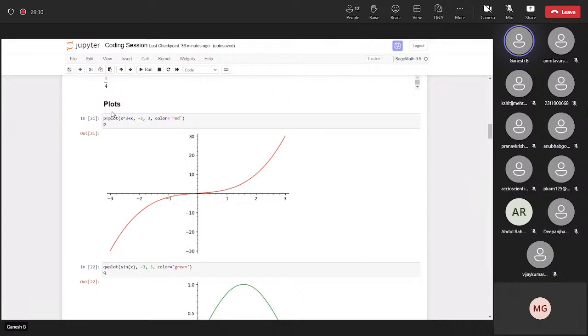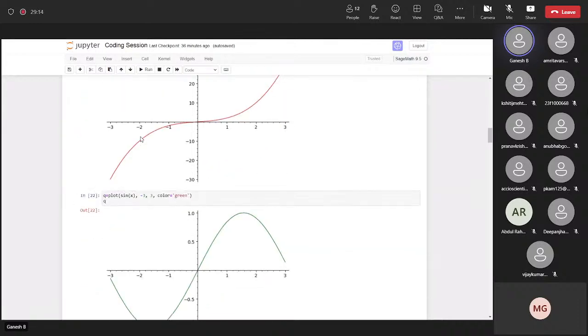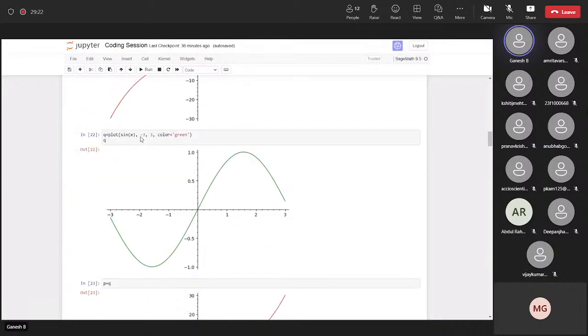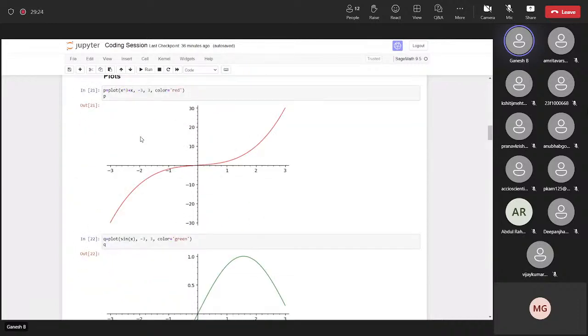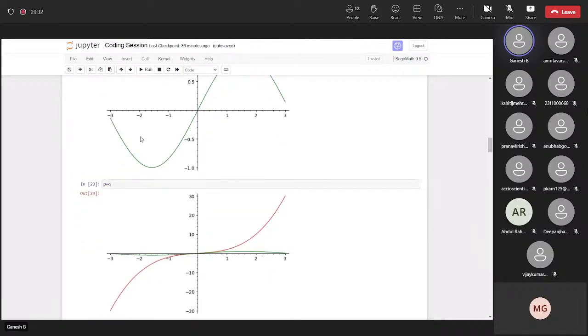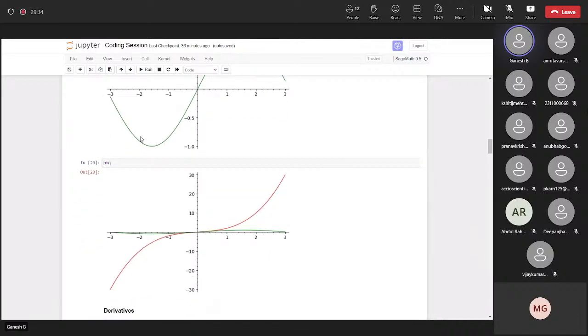So it shows you a red graph of what this function is, x cube plus x. And same for sine x, I'll plot it this way. And if you want to superpose these two plots, you'll just put p plus q, if I assign this plot to the variable p and assign the second plot to the variable q. So I just say p plus q, which will superpose these two plots and show you the output.